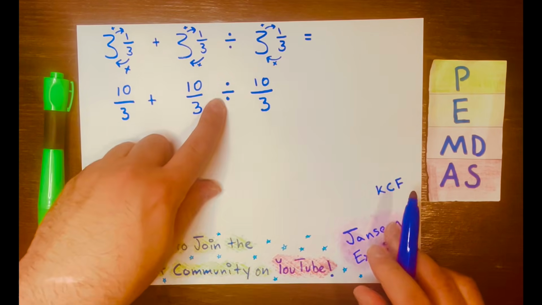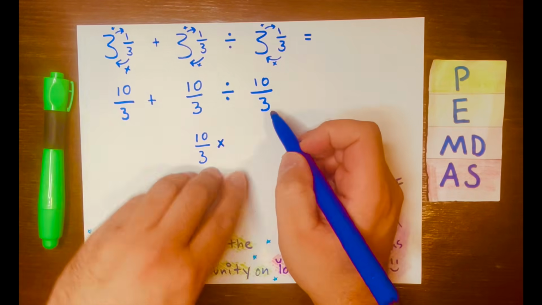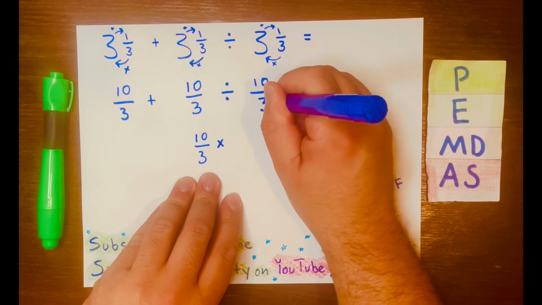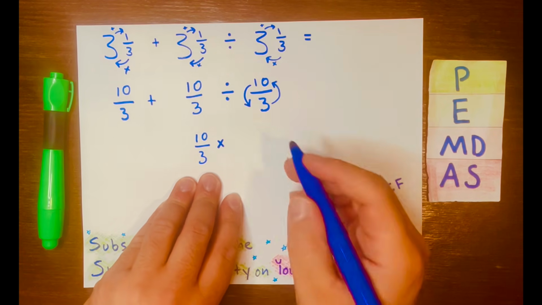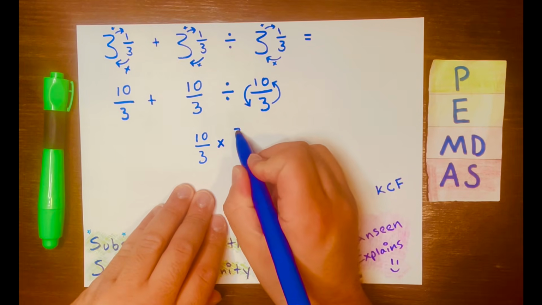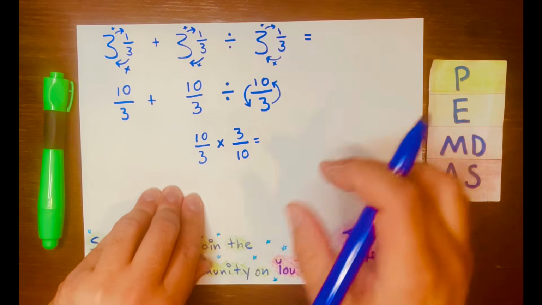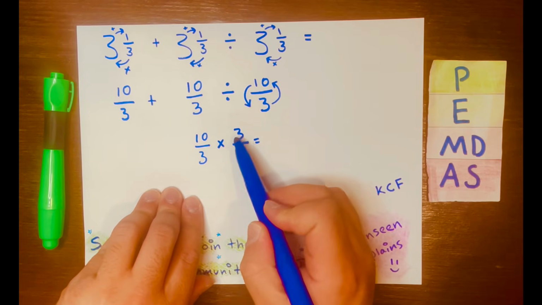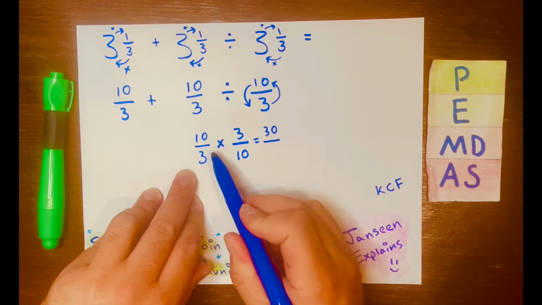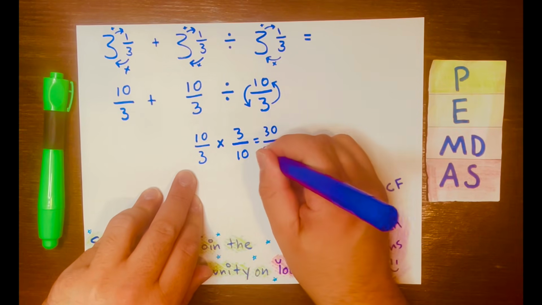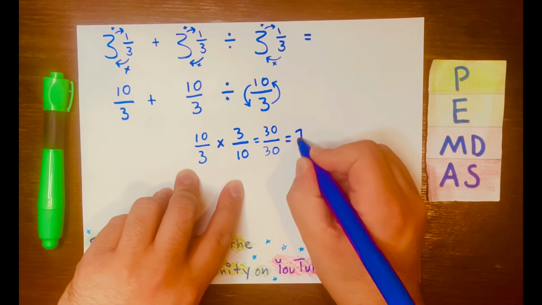Next, change the division to multiplication. Lastly, we got to flip this fraction, so the 3 will go on the top of the fraction and the 10 will go at the bottom of the fraction. So it'll be written like this, 3 over 10. And then we just multiply across. 10 times 3 is 30, over 3 times 10 is 30, and 30 divided by 30 equals 1.